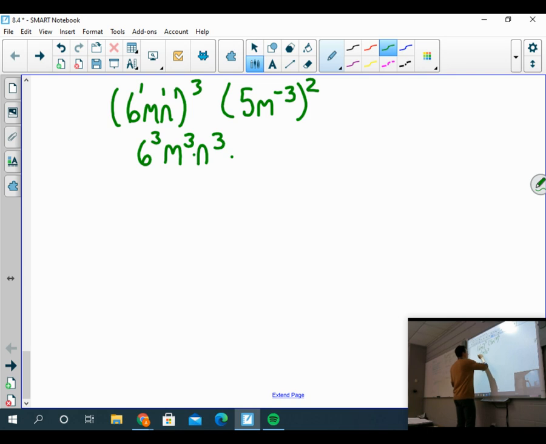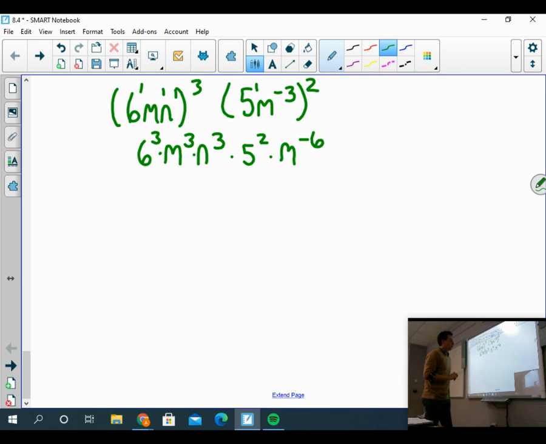In addition, all of these are attached via multiplication. Again, products were put to a power. Same idea over here, product to a power. The 5 is being multiplied by the m to the negative third. That whole thing was put to the second. Before I distribute, again, I'm going to write 5 to the first power so I don't make any errors. And we get 5 to the second, m to the negative sixth.